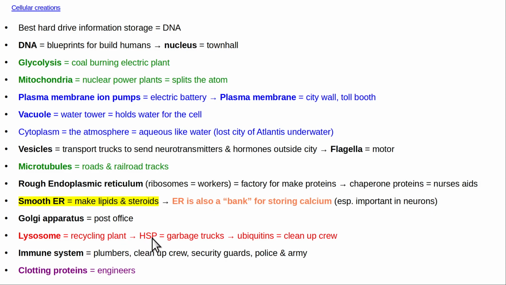Okay, HSP are the heat shock proteins, and they're kind of like garbage trucks. They will transport the old, worn-out, defunct, defective proteins to the lysosome for recycling. Okay, ubiquitins sort of stamp proteins for degradation.